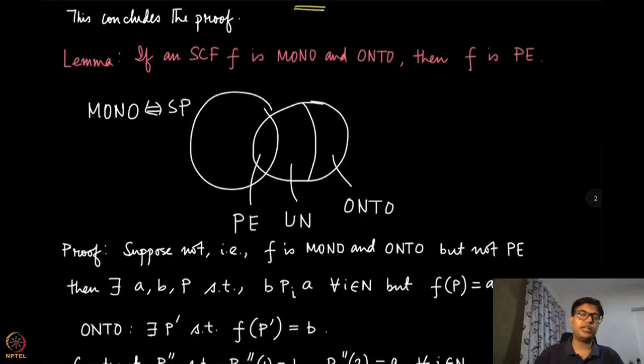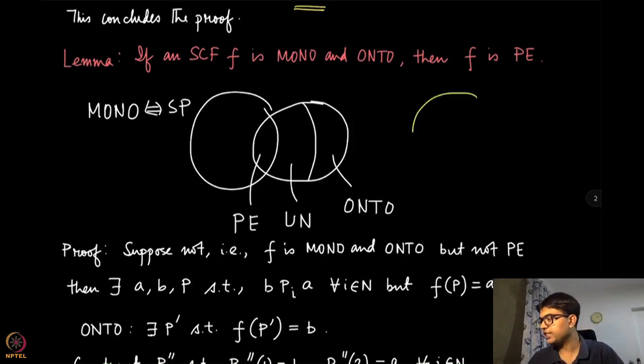All right. So that was the proof that strategy proofness and monotonicity are one and the same, because this is an if and only if condition. Now what we are going to do is show that monotonicity or strategy proofness, because they are equivalent in this case, along with ontoness, will give Pareto efficiency.